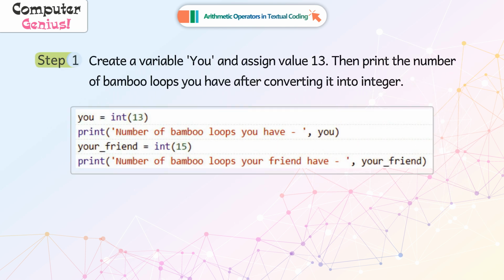Step 1. Create a variable you and assign value 13. Then print the number of bamboo loops you have after converting it into integer.